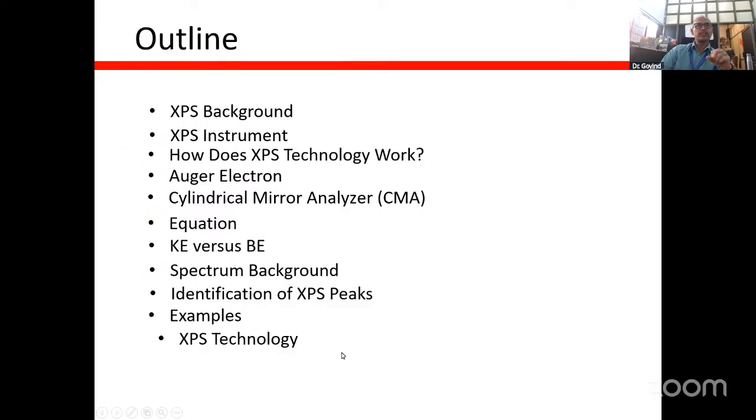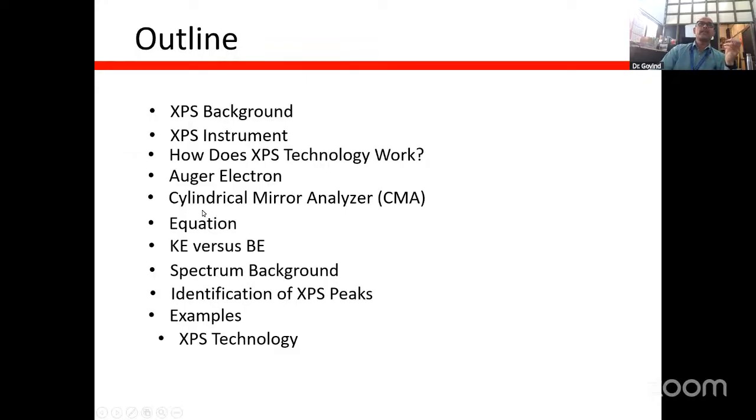How am I going to present it? I will give some brief background about XPS. Then I will start with the XPS instruments. How does this XPS technology work? There are some other electrons also there. So how to understand those things.